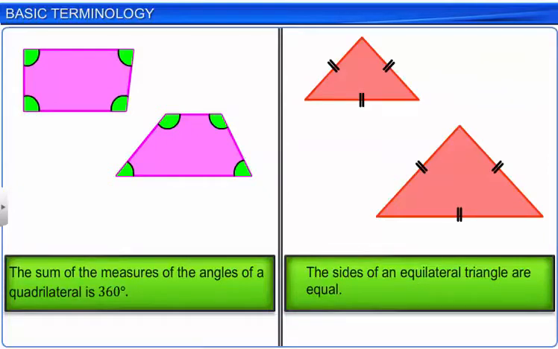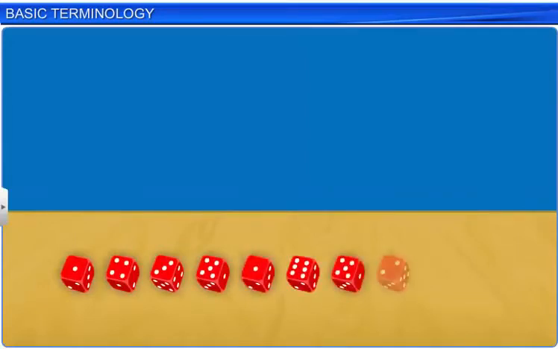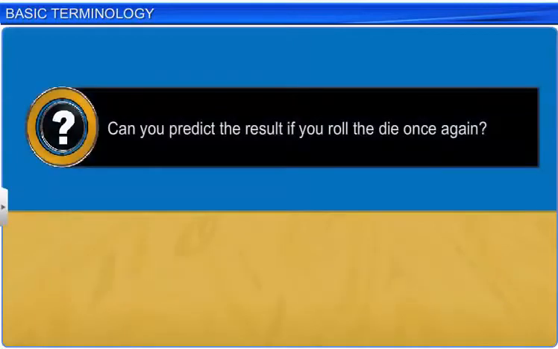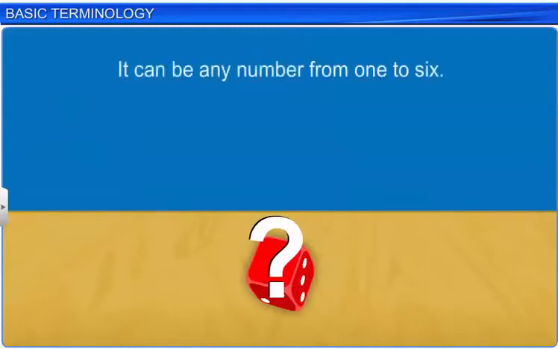However, there are some experiments where we cannot predict the results. Let's look at an experiment where a die is rolled 10 times. Every time we get a result. Can you predict the result if you roll the die once again? This cannot be predicted because we do not know what we will get. It can be any number from 1 to 6.